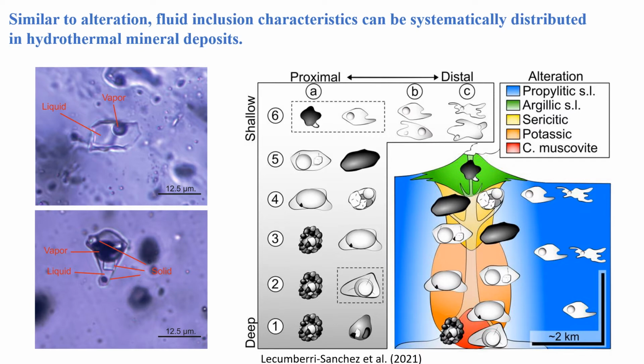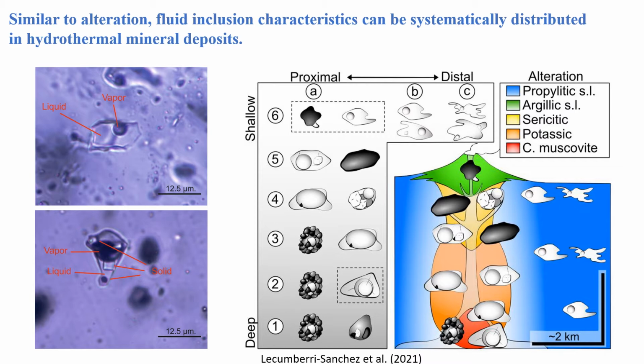However, zoning and alteration in orogenic gold systems are not that prominent compared to porphyry systems. But just like alteration, fluid inclusions are also distributed systematically in hydrothermal mineral deposits. Before explaining this, let me talk a bit about fluid inclusions. The definition is, fluid inclusions are small pockets of fluid trapped in a mineral during crystal growth or healing of a fracture. Most importantly, they can represent small samples of the fluid carrying precious metals.